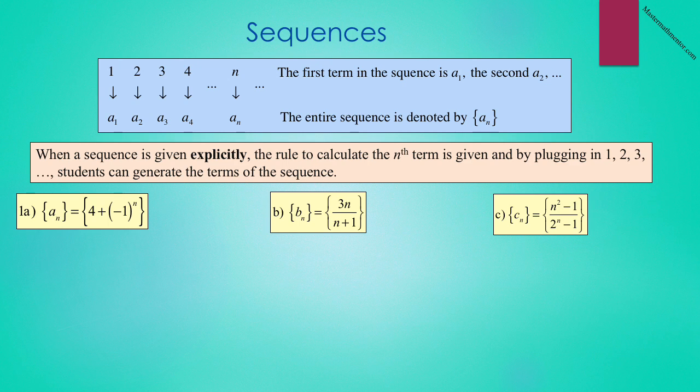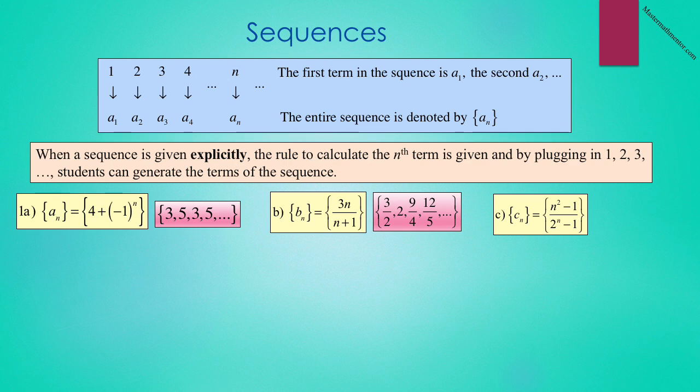Given our three sequences given explicitly, you are to write the first few terms of the sequence. In A, you are told that a sub n equals 4 plus negative 1 to the n. When n is 1, we have 4 plus negative 1, which is 3. When n is 2, we have 4 plus 1, which is 5. When n is 3, we have 4 plus negative 1, which is 3 again. So this sequence is 3, 5, 3, 5, dot, dot, dot.